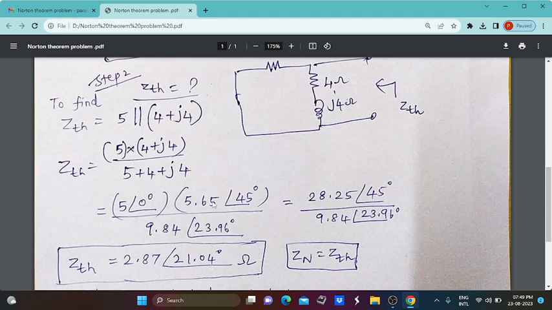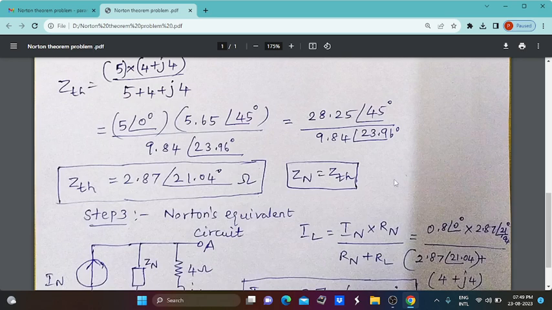So here we have to consider all three parameters, that means whether all three values are in polar form or not. You have to consider it. So all three values are now available in polar form. So in the numerator value, we multiply 5 by 5.65. We will get 28.25, and the angles 0 degrees and 45 degrees will be added. So finally we will get 45 degrees. Similarly, the denominator value 9.84 angle 23.96 degrees can be taken as it is.